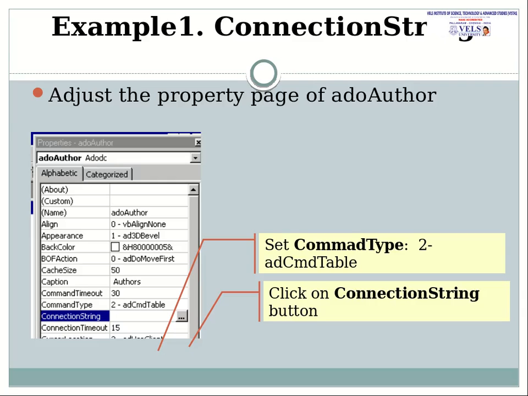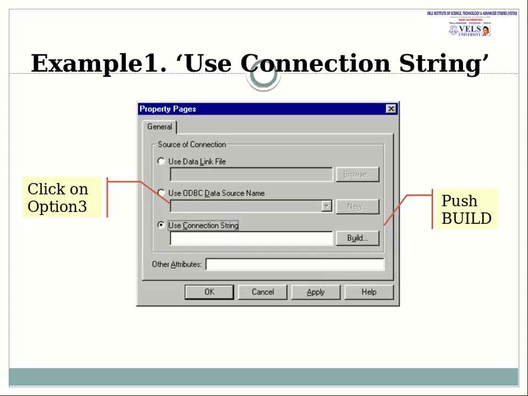Here, adjust the properties of the ADO control. Set the command type to 2D command table, that is the ADO table, and click on that. The connection string is here in this part. Click on the connection string, where you get the data source name, and from that data source name, click on Build.